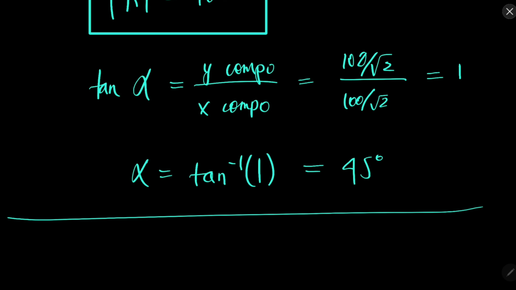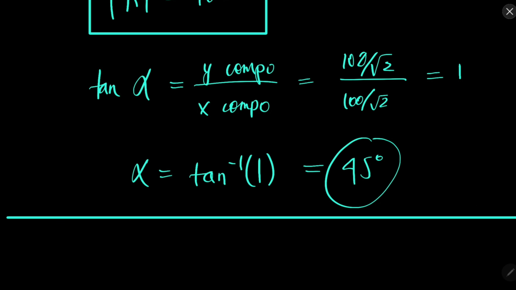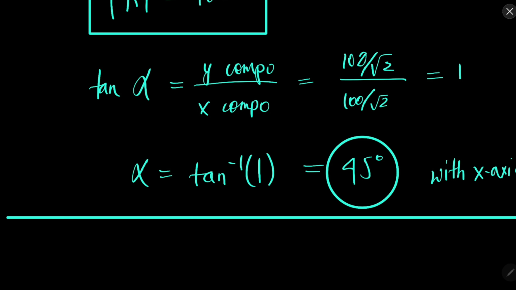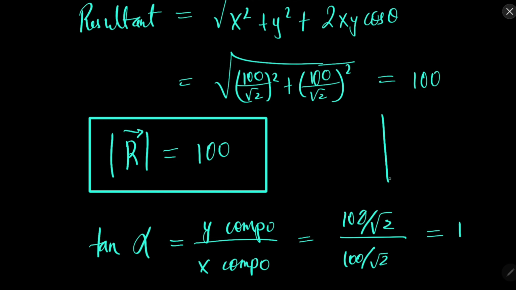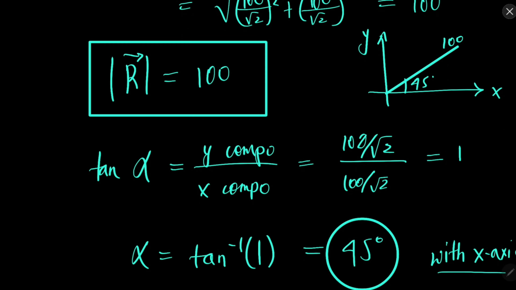So the resultant is 100 and the direction angle is 45 degrees with x, and even with y, any axis, the same is there. So with the x-axis it is 45 degrees. It is something like this, x, y. So 100 and the angle is 45 degrees. This is the resultant of the three vectors.